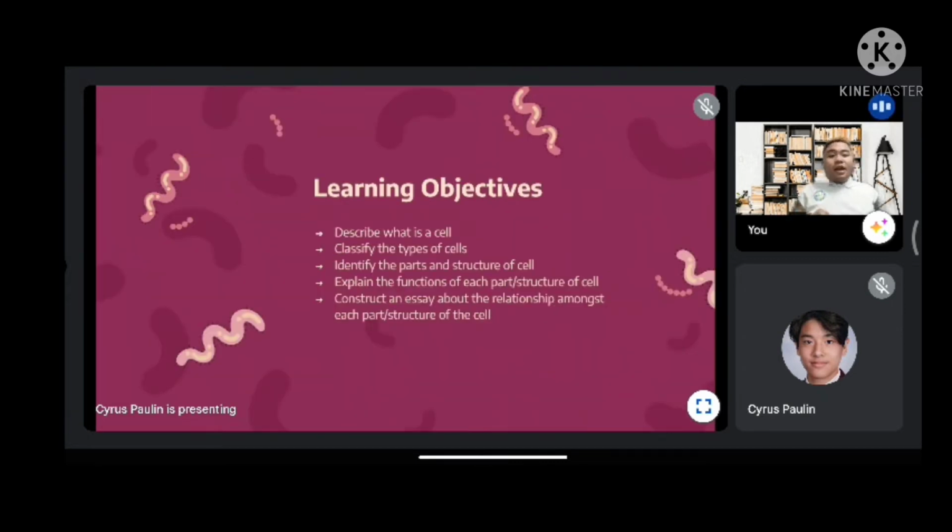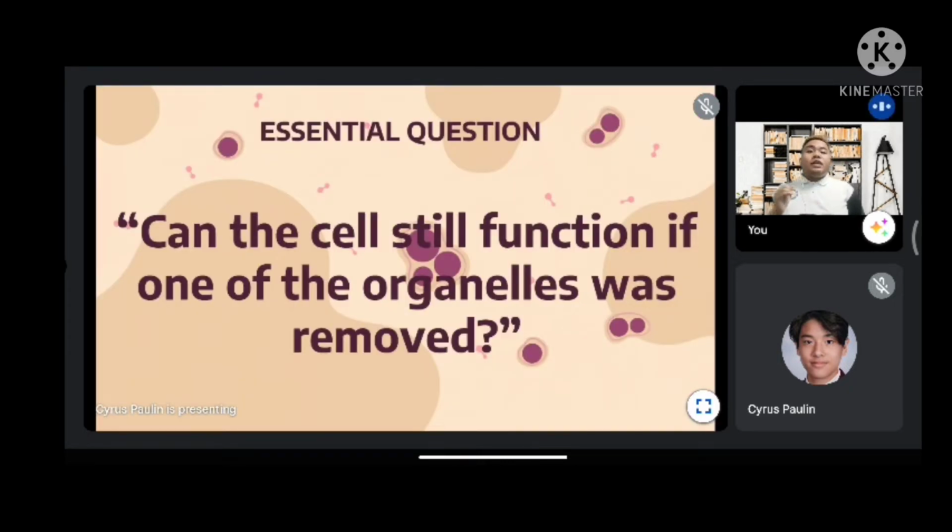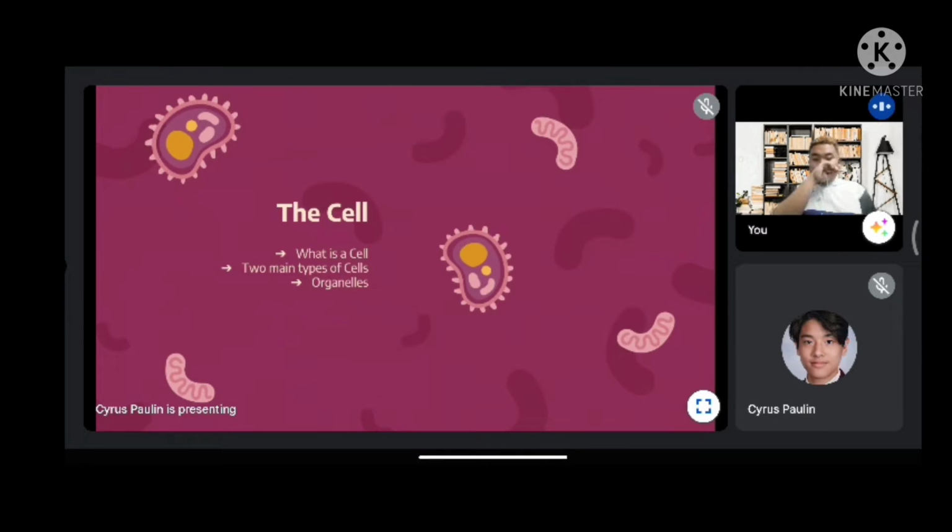First, describe what is a cell, classify the type of cell, identify the parts and structure of the cell, explain the functions of each part or structure of the cell, construct an essay about the relationship amongst each part or structure of the cell. Let us have our essential question. Please take note of this question and we will be answering it later in the class. So, can the cell still function if one of the organelles was removed? Please take note of that essential question. And let us start our discussion.